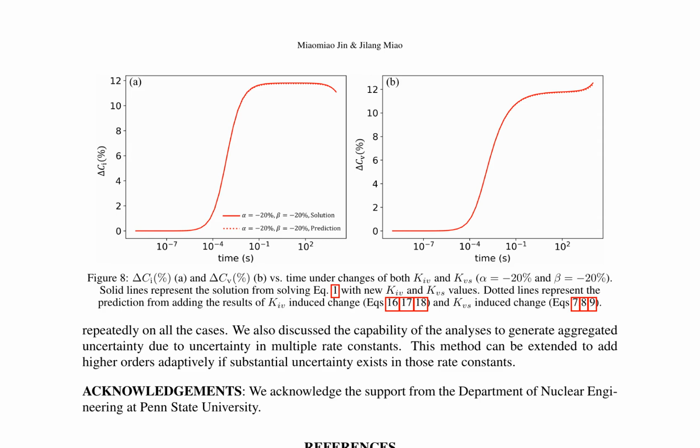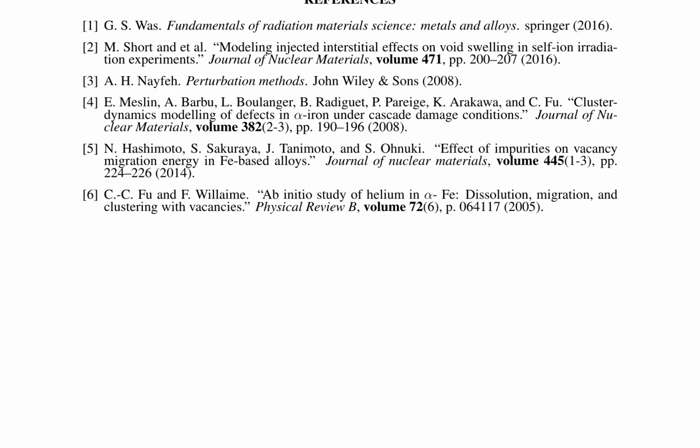Figure 8 demonstrates the capability of the analyses to generate aggregated uncertainty due to uncertainty in multiple rate constants, specifically KIV and KVs, under changes of both KIV and KVs. Alpha equals 20% and beta equals 20%. The solid lines represent the solution from solving equation 1 with new KIV and KVs values, while the dotted lines represent the prediction from adding the results of KIV-induced change and KVs-induced change.